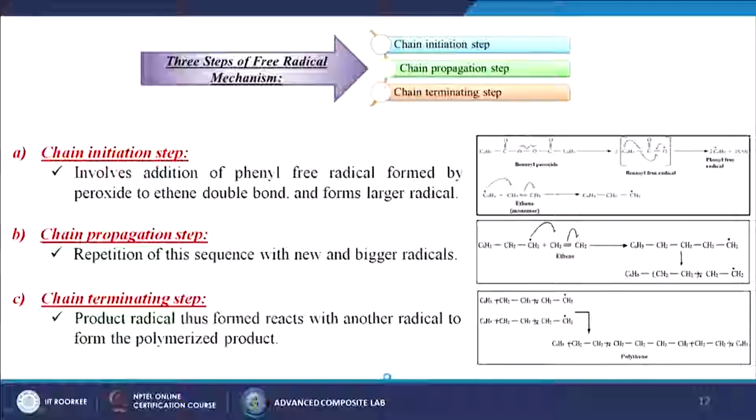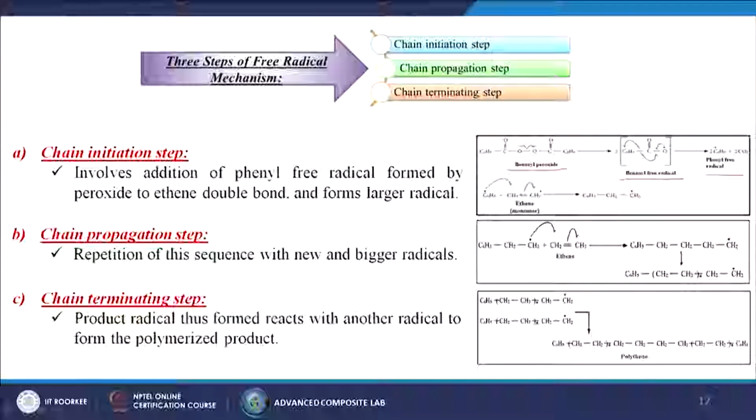There are three steps of the free radical mechanism. First one is called the chain initiation step, second one is called the chain propagation step, and third is called the chain terminating step. So, what is the chain initiation step? In this particular case, it involves addition of phenyl free radicals formed by peroxide to the ethene double bond and forms the larger radicals over here. So, first it was benzoyl peroxide, then benzoyl free radical we are making, then phenyl free radicals, and then we are using them with ethene as a monomer.